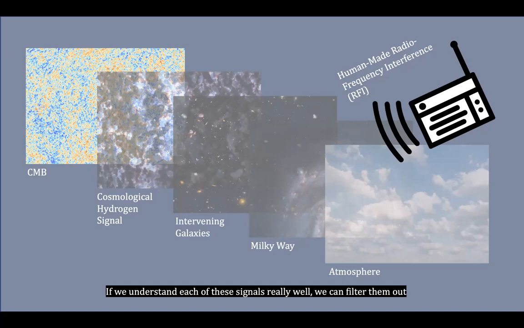For example, we know that the light from intervening galaxies in the Milky Way tends to appear at a lot of different wavelengths, whereas the hydrogen signal appears at specific wavelengths. And so we can use signal processing techniques to try to filter out all of the intervening signals and get at what we care about.